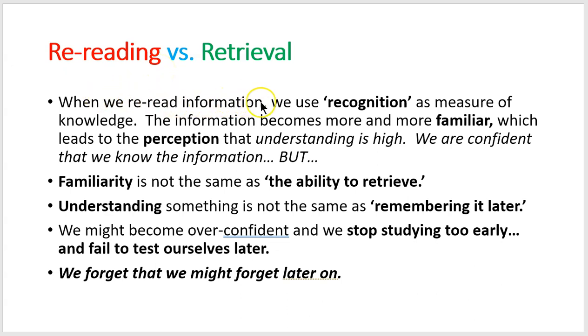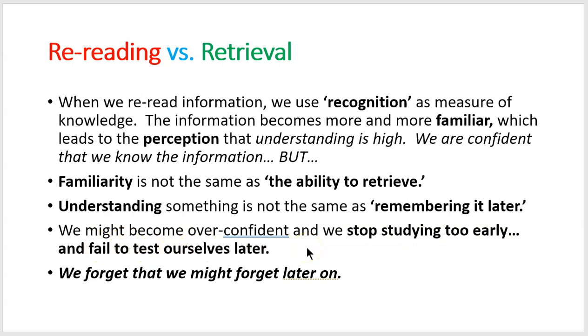When we reread information, we use recognition as a measure of knowledge. The information becomes more and more familiar, which leads to the perception that understanding is high. And then we are really confident that we know the information, but familiarity is not the same as the ability to retrieve. Understanding something is not the same as remembering it later on. We might become overconfident and we stop studying too early and we fail to test ourselves later.